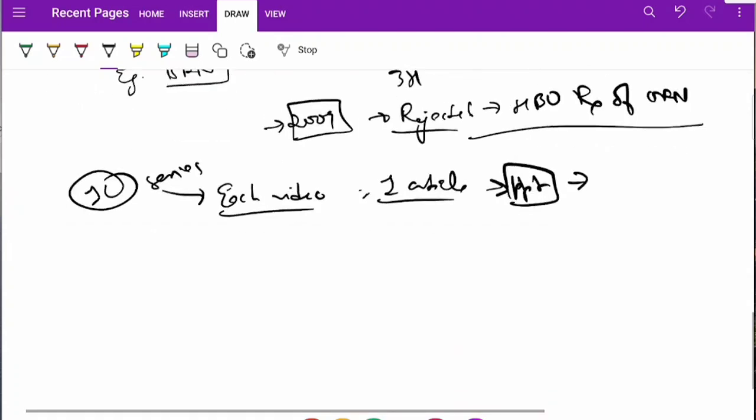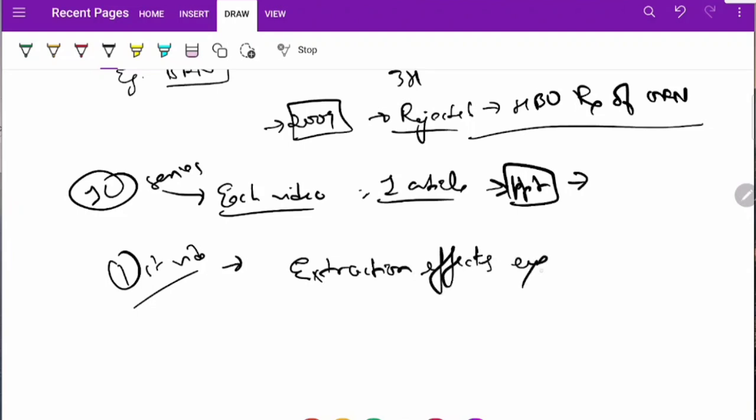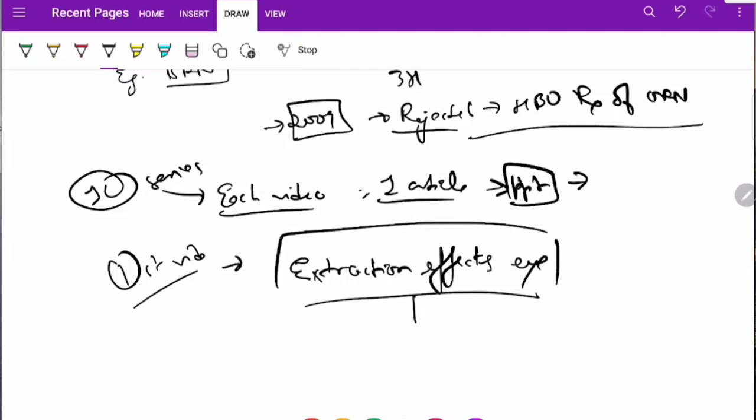So in our first video, we'll be looking at one of the most interesting topics for an oral and maxillofacial surgeon, one of the most popular myths that has been built up around our specialty's treatment, one of the most common treatments that we give, that is extraction. Does extraction affect the eye? So we will be taking up an article on it and discussing it.